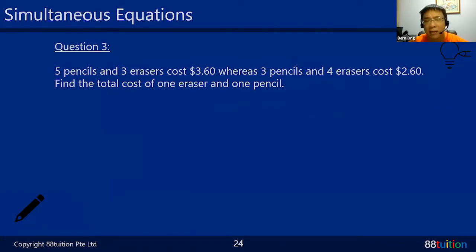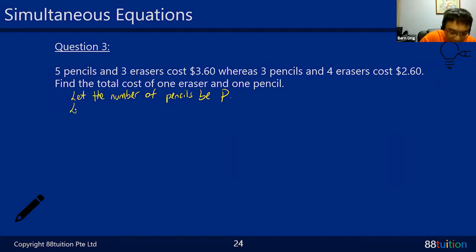So down here, I'm very lazy. Let me say all the pencils as a P. Can? Erasers as an E. So down here, I can say let the number of pencils be a P.